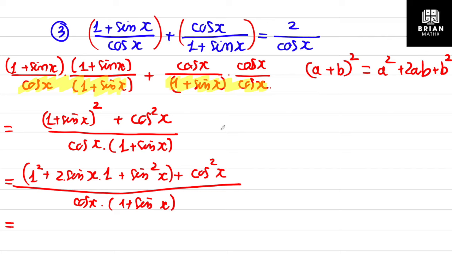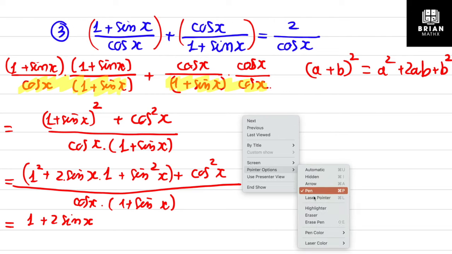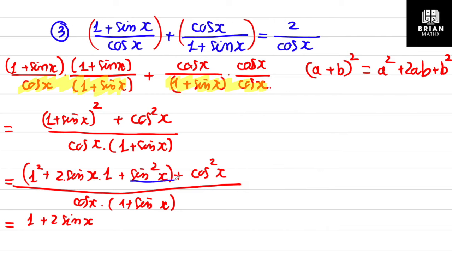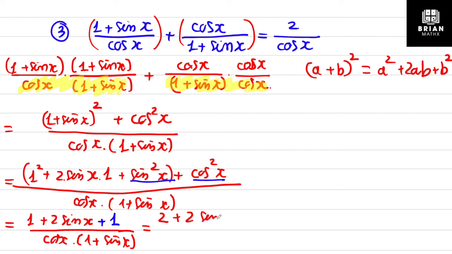Okay, I see something new here. Here I have 1, this one is 2 sine x, and how about this? Look here: we have sine square x and cos square x. Sine square plus cos square equals 1. That's why I write down 1 here. And the denominator is also unchanged: cos x and 1 plus sine x. Then 1 plus 1, I get 2. So 2 plus 2 sine x over cos x multiplied by 1 plus sine x.